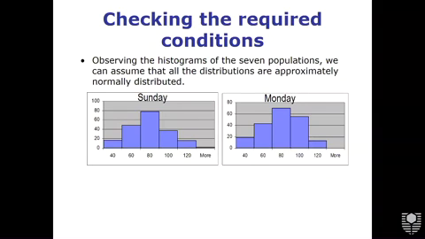So this is the first condition you have to meet. You have to see whether it's approximately normally distributed, because the histogram looks like a bell or mound shape. Sunday, Monday, Tuesday, Wednesday, Thursday, Friday. Right, guys? Got it? It's an example.